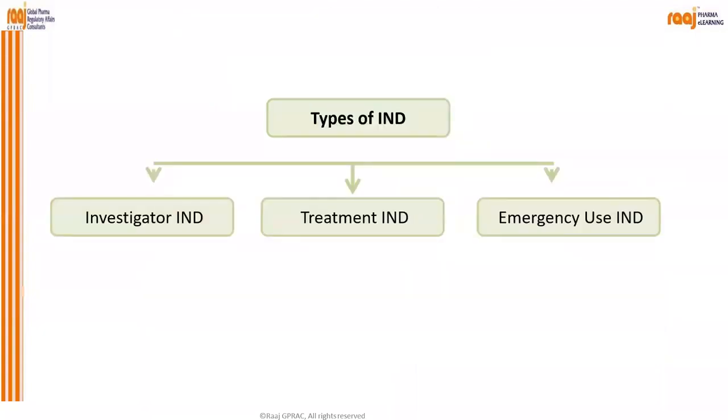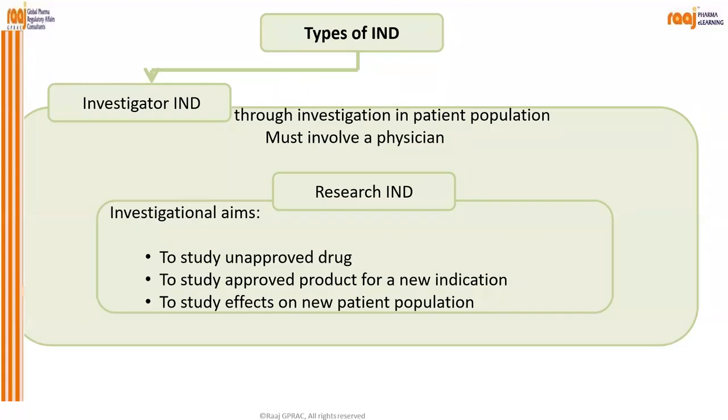So there are different types of IND: investigator IND, treatment IND, emergency use IND. Okay, investigator IND means the investigation in the patient population must involve a physician. Then there is research IND. The investigational aims are to study an unapproved drug, to study an approved product for a new indication, and to study effects on a new patient population. So under investigator IND, there is research IND, whose aim is to study an unapproved drug and an approved product for a new indication, and to study the effect on a new patient population. All these three terms are very important when you are under research. Okay, research IND.